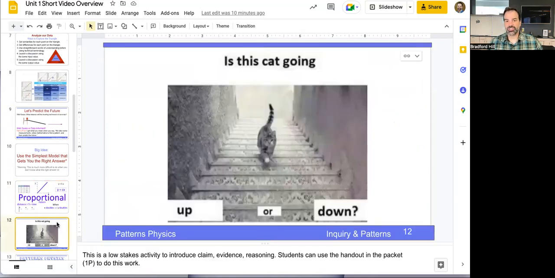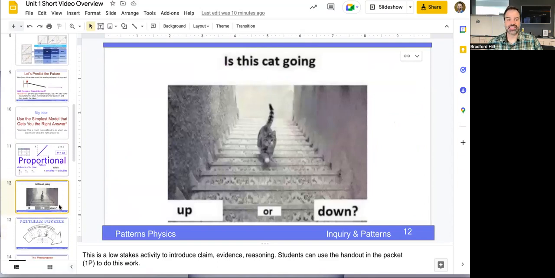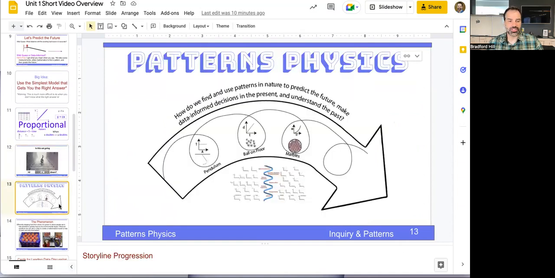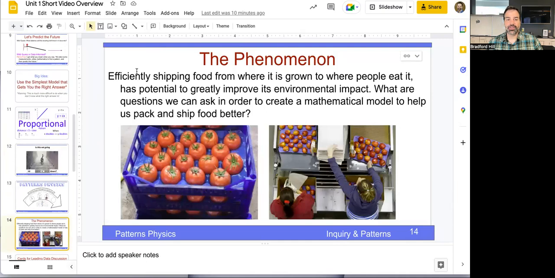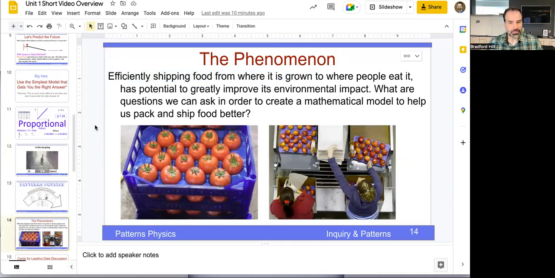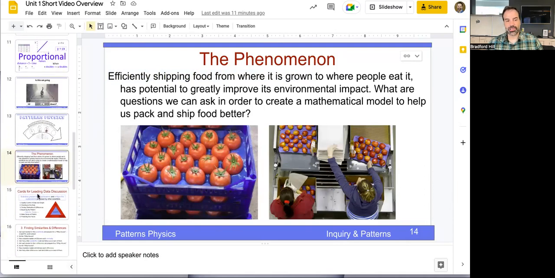All right, then we have a soft touch with, is this cat going up or down? That is our first CER, and they get support in writing that with the teacher in the packet, but the short video doesn't have time to say much more. Then we go on to packing tomatoes in, and you can follow this. We're going to eventually switch to marbles, but efficiently shipping food from where it's grown to where people eat it has a substantial environmental impact. If you learn to pack things better, you can reduce that carbon footprint. So there is a real phenomenon to follow here. If you go right off with marbles, sometimes students are like, oh, we're just studying marbles.